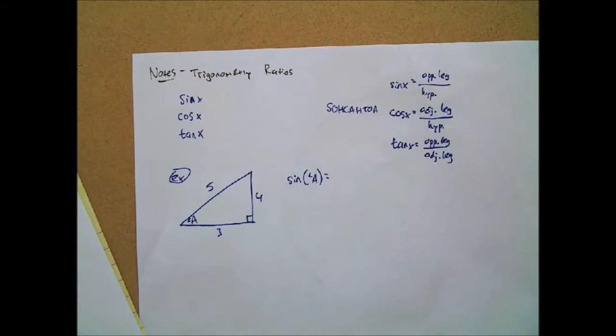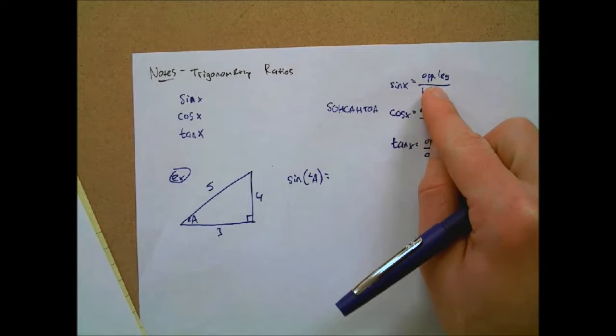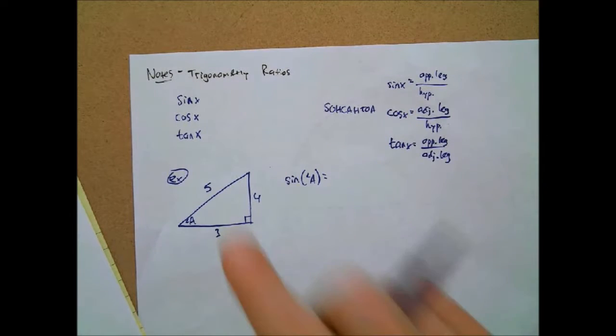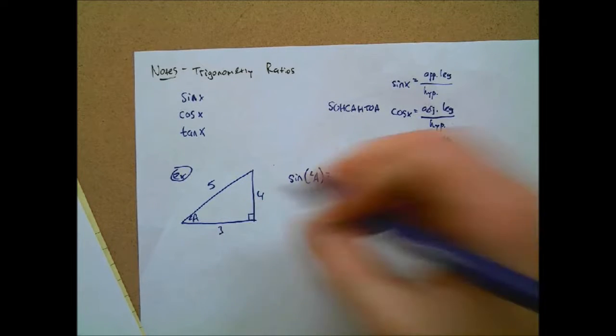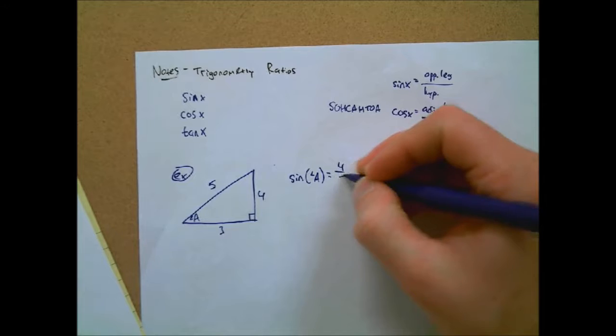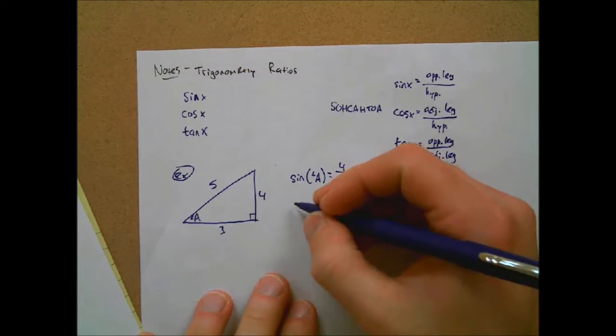What over what? Well, sine of an angle, right, is the opposite leg to that angle over the hypotenuse. So what's the opposite leg to angle A? 4. And what's the hypotenuse? 5. So 4 over 5 is what the sine of angle A would be. Do we know what angle A is? No, we don't. Okay, we could find it though. We won't worry about finding angles just yet. We're going to solve sides today, but not angles.